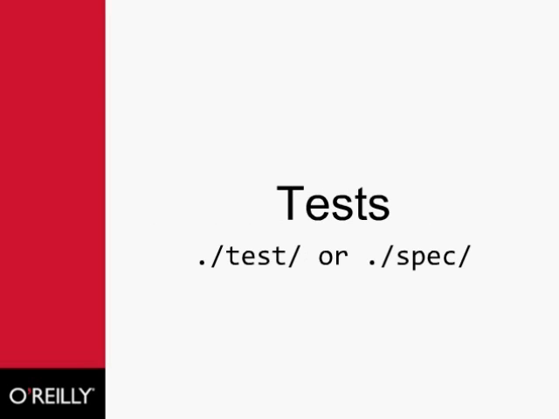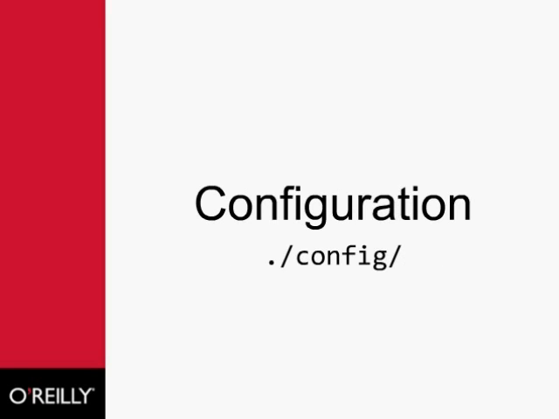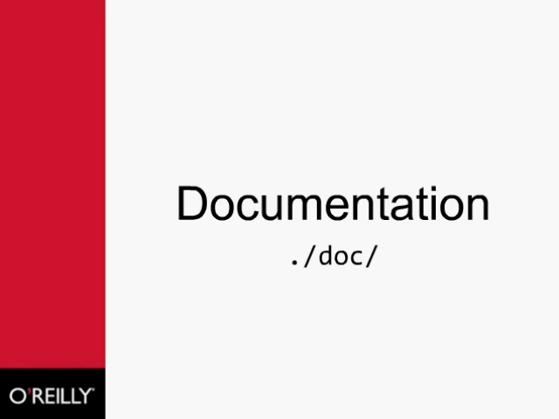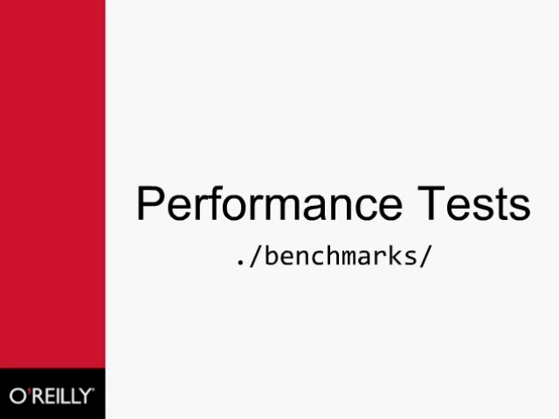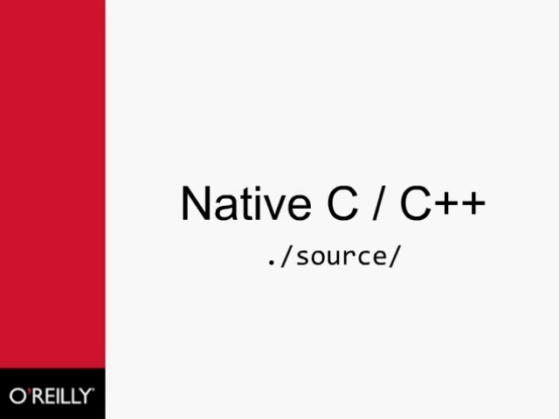Tests usually go in test or spec. Depends. People who write Jasmine tests usually put them in spec. Most of the other testing libraries encourage you to put them in test. Configuration, I just create a directory called config. It's a very common convention. Documentation in doc. Examples in examples. Performance tests in benchmarks. So if you want to see how fast your app is, write some tests and put them in benchmarks. And then if you need any native C or C++, you can put those source files in source.